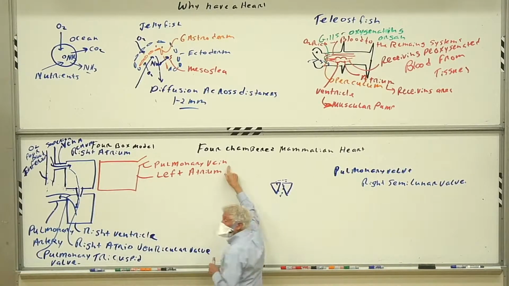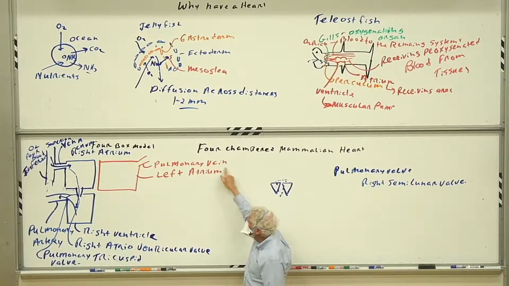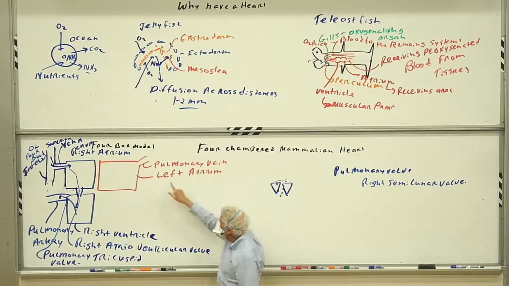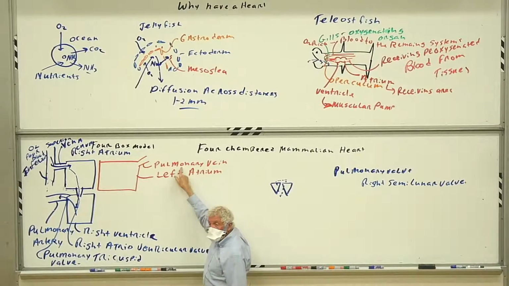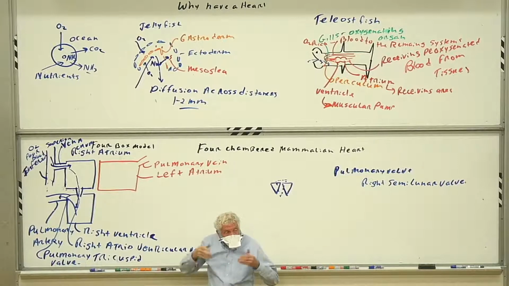There's the nomenclature again. When you're sending blood away from the heart, that's going to be an artery. When you're bringing blood toward the heart, that's a vein. So this is the pulmonary vein. This is the pooling together of all the blood coming back from the lung.